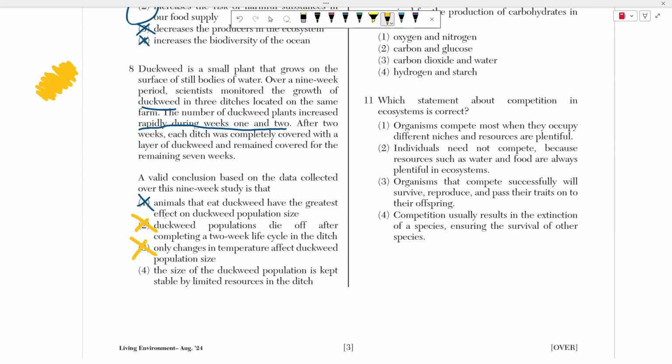And choice 4, the size of the duckweed population is kept stable by limited resources in the ditch, which makes sense, right? The ditch has a carrying capacity. There's a limited amount of resources that the duckweed can eat. After 2 weeks, the duckweed stops growing because it ate all of the resources there. It can't continue to reproduce because if it reproduces and the population grows even bigger, they'll just starve each other. And this is true about almost every single environment. There's a certain carrying capacity in which, after a certain point, the population has to remain underneath a specific level, because if it goes above it, they will eat up all the resources in the environment and starve, right? So they just reach their carrying capacity after 2 weeks.